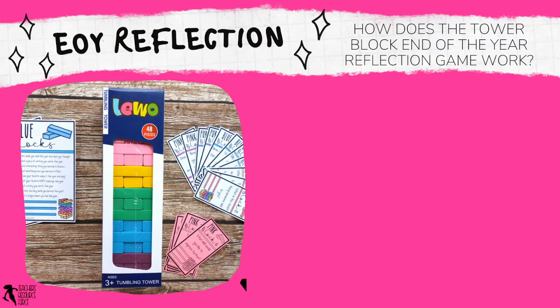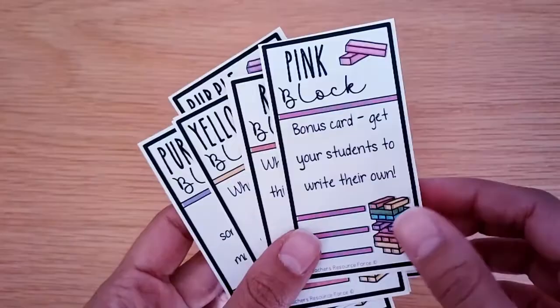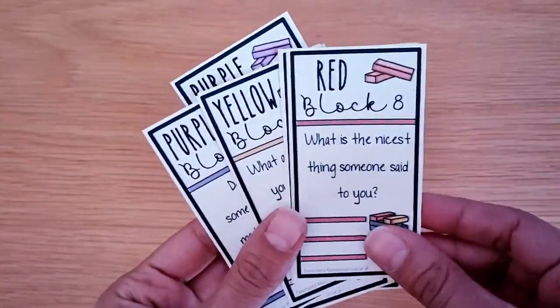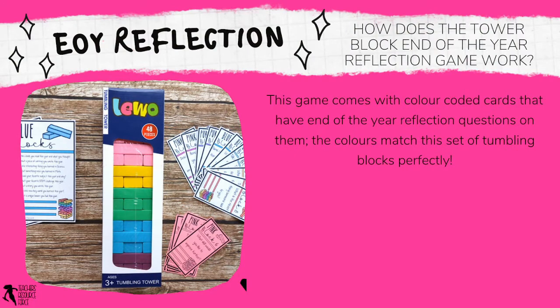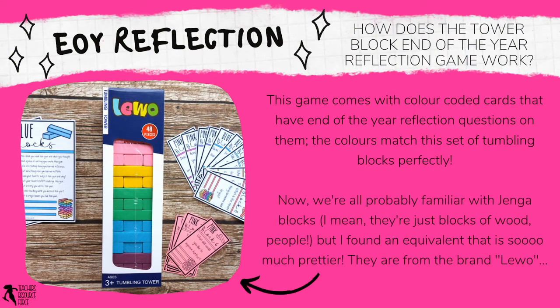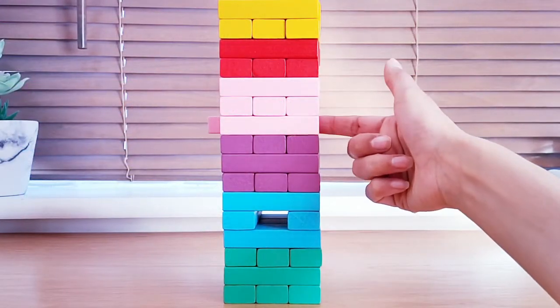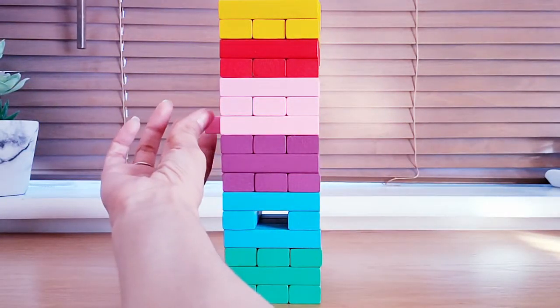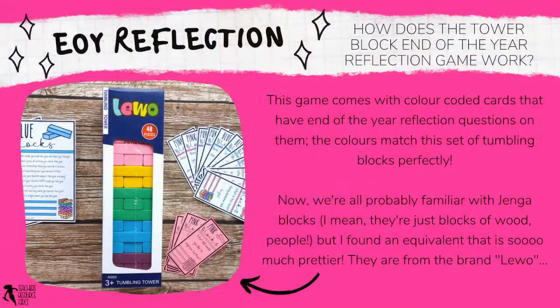So how does this game work? Well, it comes with colour-coded cards that have end of the year reflection questions on them, and the colours match this set of tumbling blocks perfectly. Now, we're all probably familiar with Jenga blocks. I mean, ultimately they are just blocks of wood, but I found an equivalent that is just so much prettier, and they're from the brand Lewo, which can be found on Amazon, and I'll be sure to link those in the description below if you want to check them out.